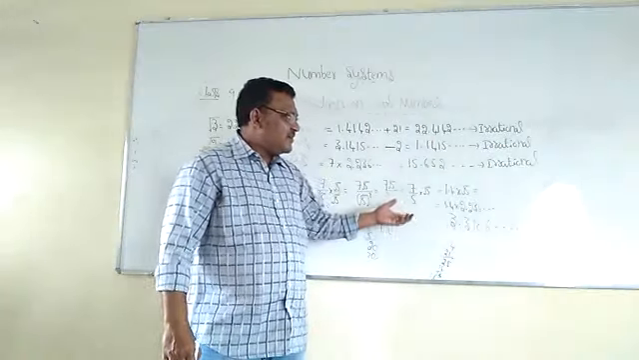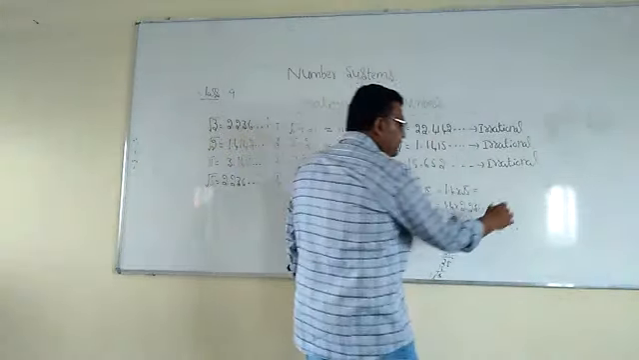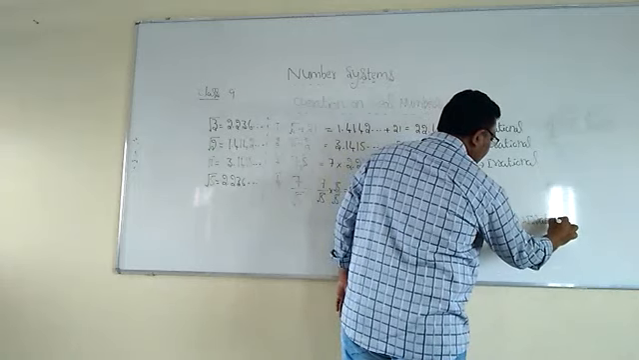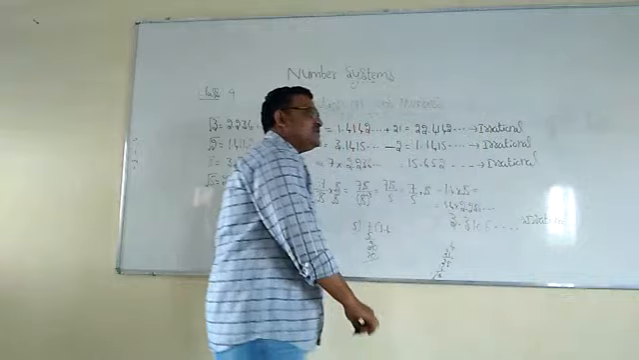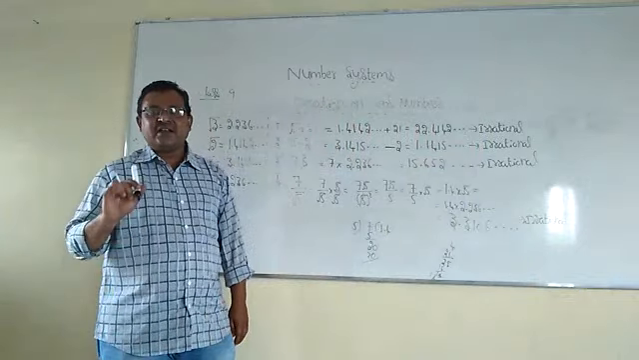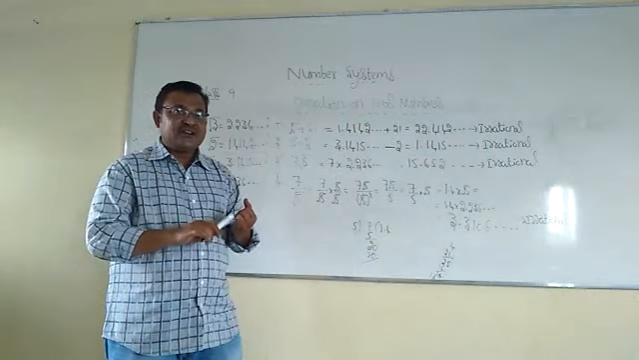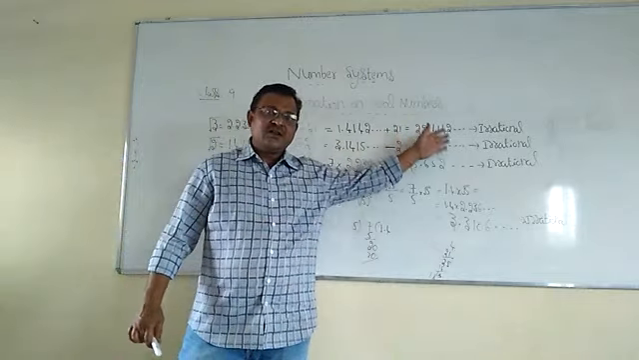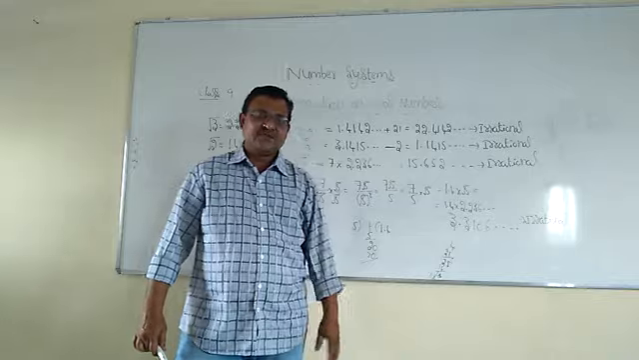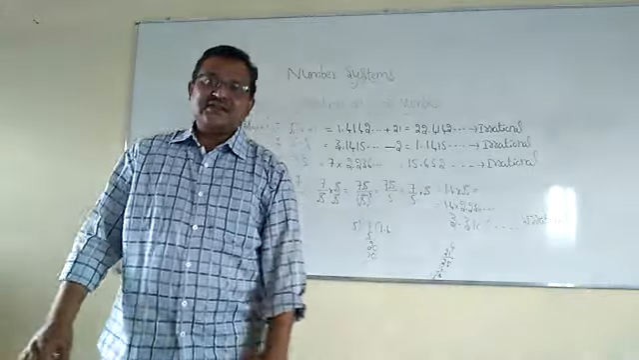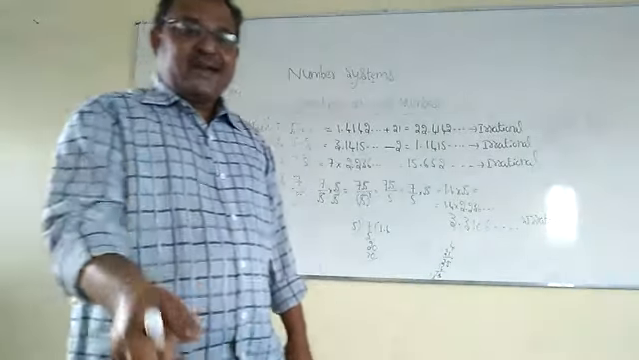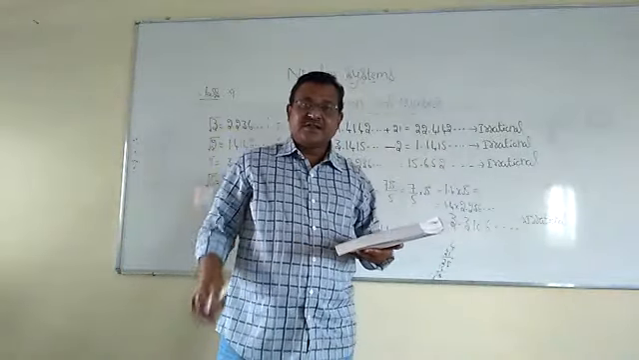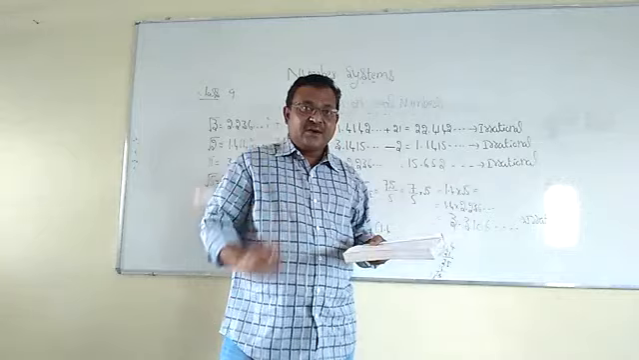So what we can say by observing these four? Addition, subtraction, multiplication and division of a rational number and an irrational number will always be an irrational number. So we have to remember these things, and 3 more points you have to remember. These are all examples, so 3 points you have to remember.